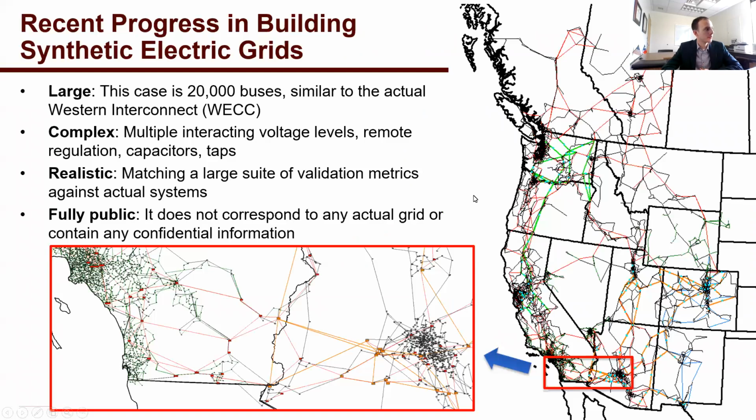This is another synthetic grid. The main characteristics of these synthetic grids that are really relevant for this research are that they're very large, complex, realistic, and fully public. You can see we can zoom into this 20,000 bus case, and you can get very detailed into the representation, but of course still totally fictitious, not representing a real grid in any detailed sense. So that's kind of the background.